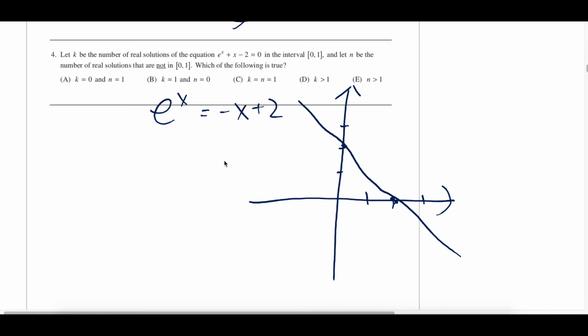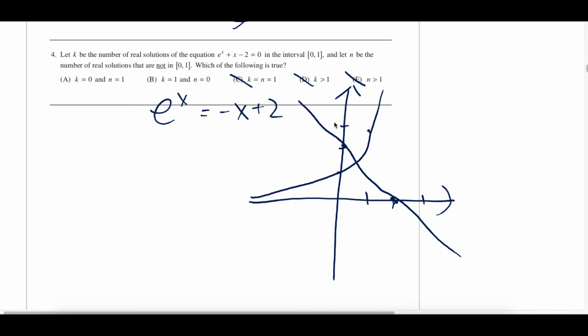For the second one, we know when x equals 0 it is 1, and when x equals 1 it is 2.7 something. So it's up there. By looking at this graph, we can cross out choices C, D, E because the graphs only have one intersection. That means it only has one solution.